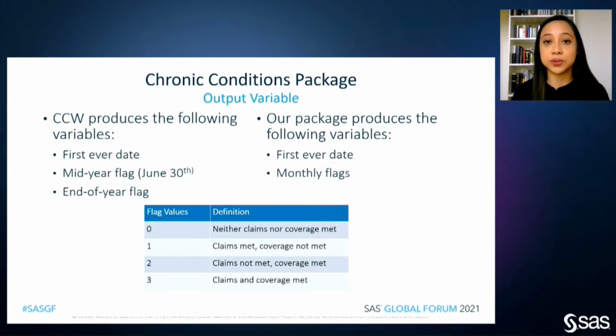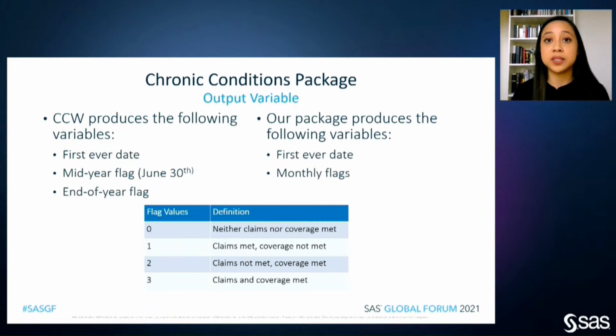Our package also produces a first ever date. However, instead of a mid-year and end-of-year flag, we produce monthly flags. These monthly flags are very useful for looking at a specific time frame. For example, in pharmaceutical research, you often need to look at an index date or a first ever drug use. You might want to see what diagnoses were given before or shortly after this drug use. In this case, the monthly flags are much more useful than a mid-year or end-of-year flag.